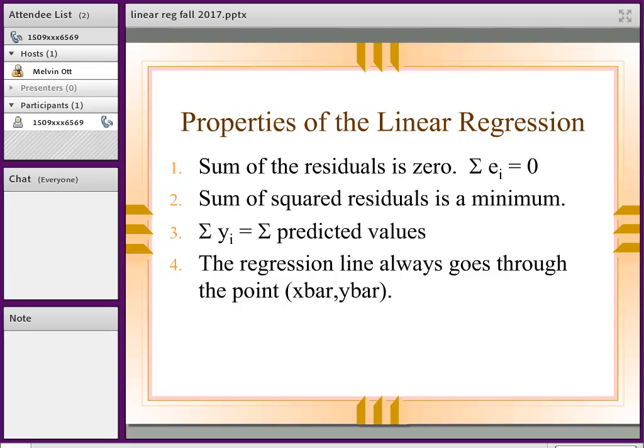Now here's some other properties of linear regression that you might find useful in the future. The sum of the residuals is always going to be equal to 0. The sum of the squared residuals, as you know, because of what we talked about, is going to be the lowest it could possibly be when you have this model, because that's what it guarantees. The sum of your y sub i's will always equal the sum of the predicted values. And your regression line will always go through x bar, y bar, the mean for the x's and the mean for the y's there.